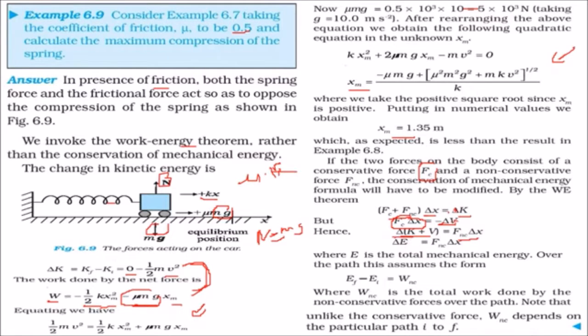So in fact, this delta E, the total energy, is FNC into delta x, where E is the total mechanical energy. We have a path, so we can say Ef, the final energy, minus Ei will be equal to the work done by the non-conservative force. This WNC is the total work done by the non-conservative force over a certain path. So unlike a conservative force, this WNC depends on the initial and final position.